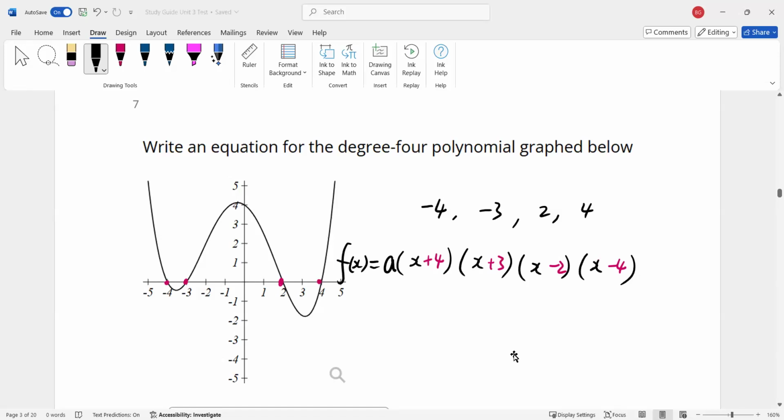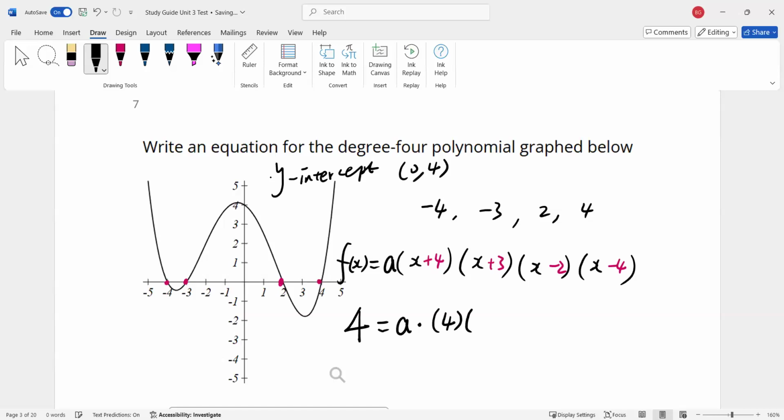We use the y-intercept. The y-intercept is here. I would say that definitely, hold on. It looks like a 4. Yes, it is 4. So the y-intercept is (0, 4). So that means if we make x be 0, y should be 4. So let's do so. Make x be 0, then y, the left side y equals 4. So 4 equals a times, make x be 0, okay? We have 4 times 3 times -2 times -4.